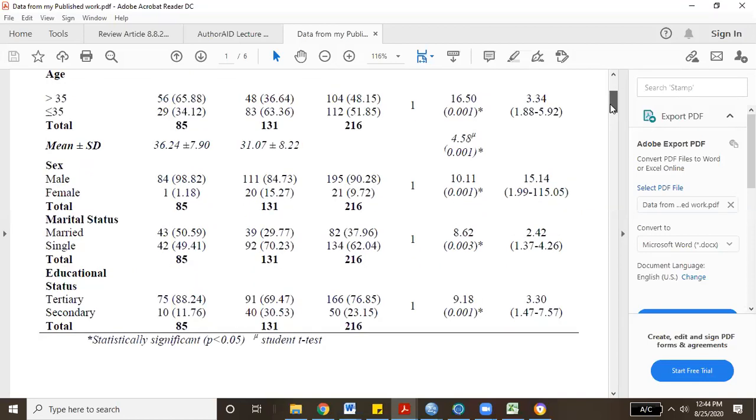Because look at it this way. Someone that is older than 35 years will most likely be married and will most likely have tertiary education. So it may not necessarily be because they are married that they have noise-induced hearing loss, which is what this table is showing. Or because they have tertiary education, that's why they have noise-induced hearing loss. It could just be because they are older. So being older means they will likely be married and likely have tertiary education. So these results may not be a true representation of what is happening. That is why you need to do the multivariate to adjust for confounders.